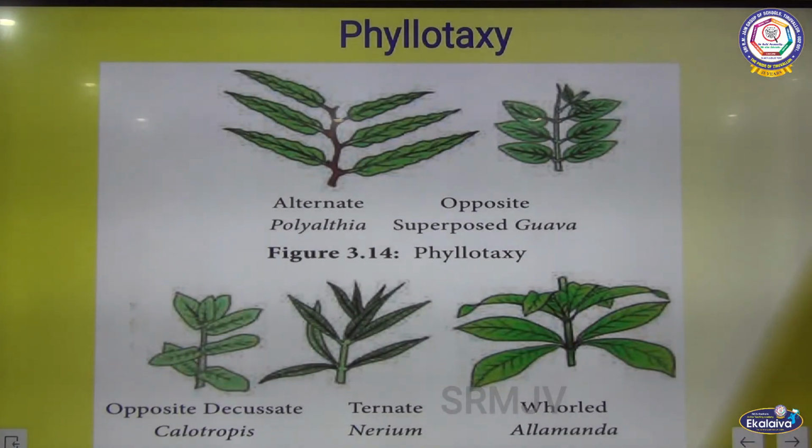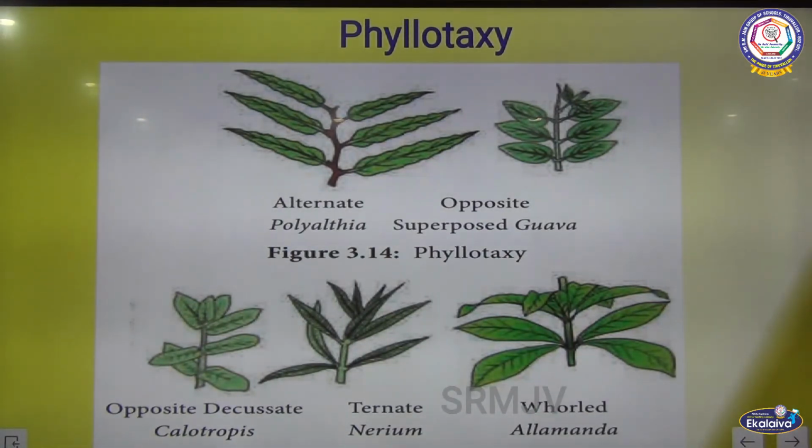In the first picture, it is alternate, where you will find one leaf at a node. So, you will find leaves are alternately arranged. If the leaves are facing opposite to each other, you call it opposite. In this opposite, you will find superposed, for example guava, and opposite decussate, which you will find in Calotropis.